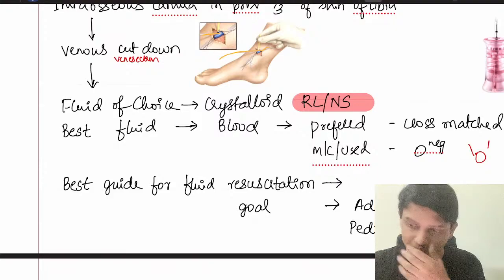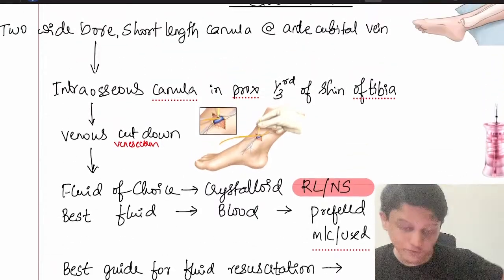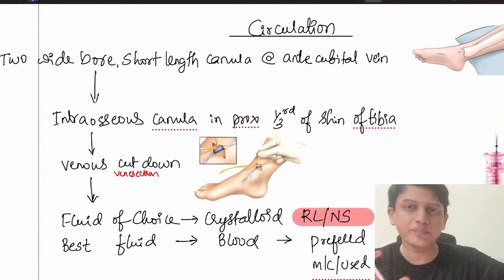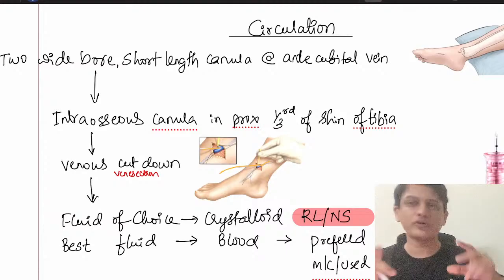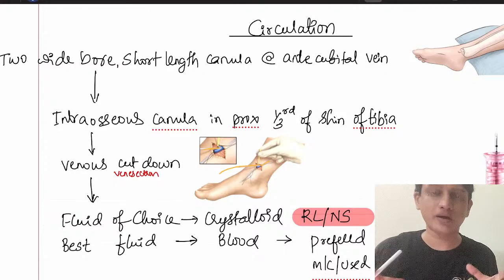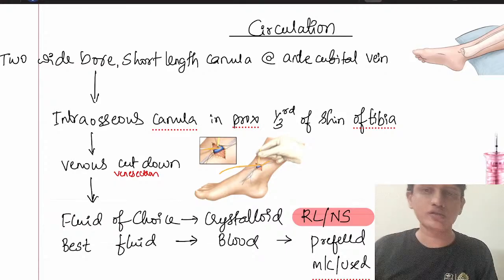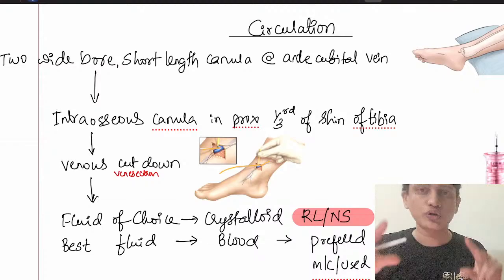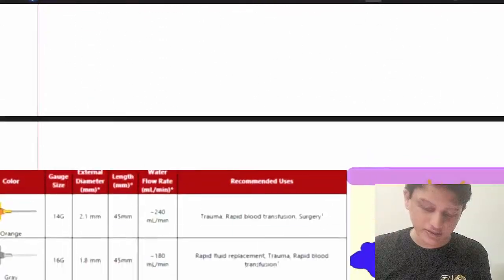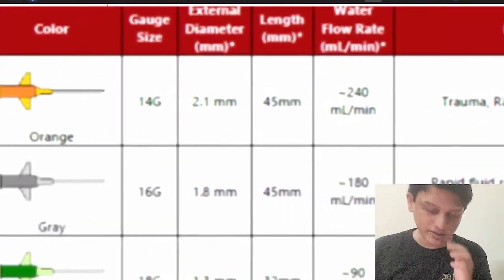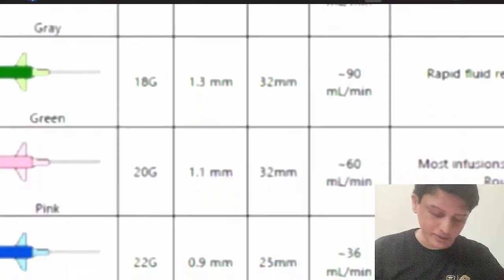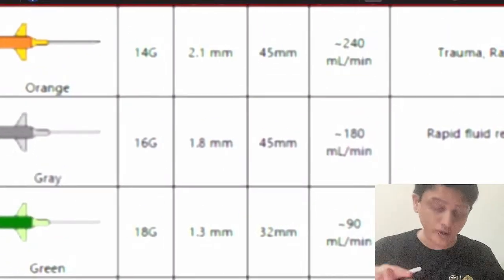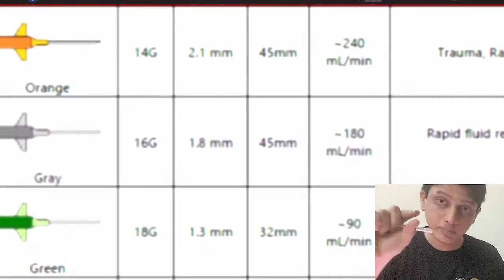Please explain what comes before fluid of choice. Before fluid of choice, the first step in circulation management is securing the circulatory access. The circulation happens through veins, so you can take access to the veins through cannulas. See, there are different cannulas like this: orange, grey, green, pink. Orange means 14, grey 16. The smaller the number, the bigger the size.